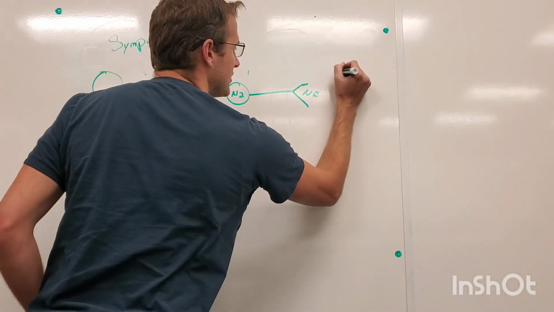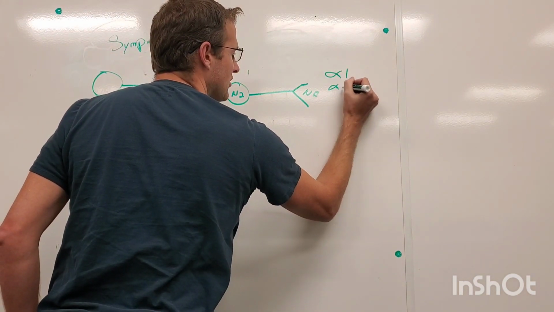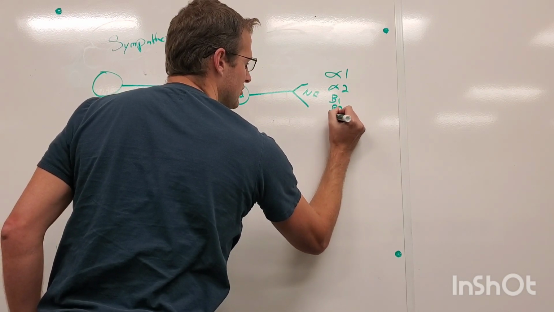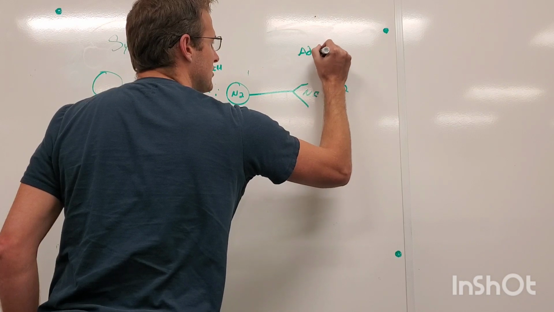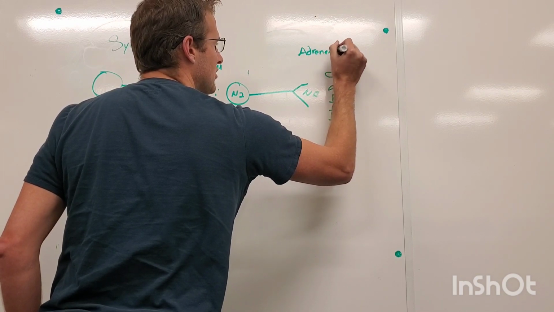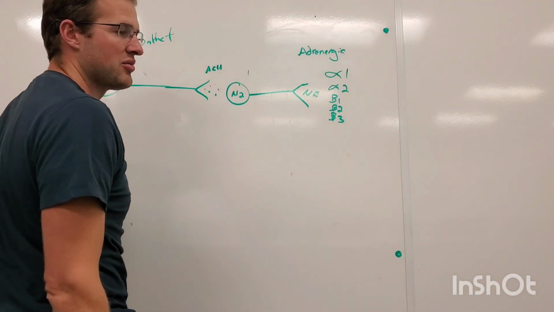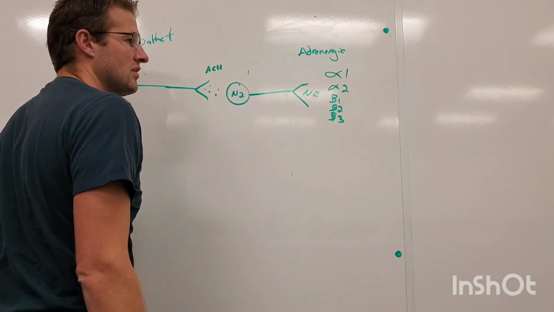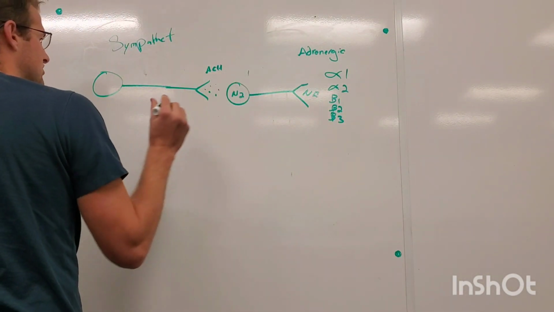a bunch of them up here. These are called adrenergics. We'll go alpha 1, alpha 2, beta 1, beta 2, beta 3. These are adrenergic receptors. Adrenergic receptors are going to bind norepinephrine, epinephrine, dopamine, catecholamines. They're going to bind catecholamines. So those are our adrenergic receptor.